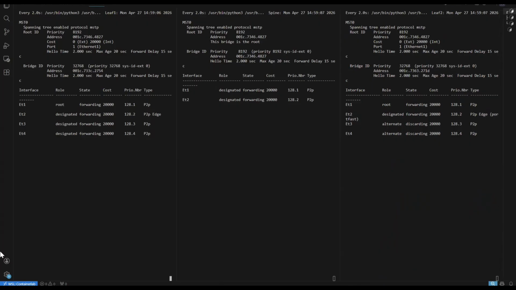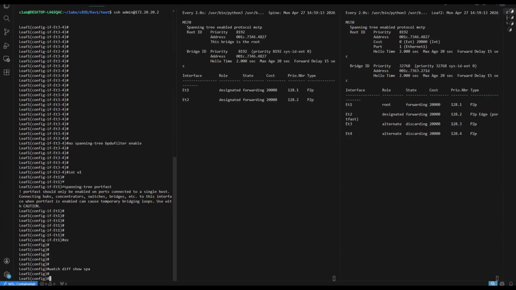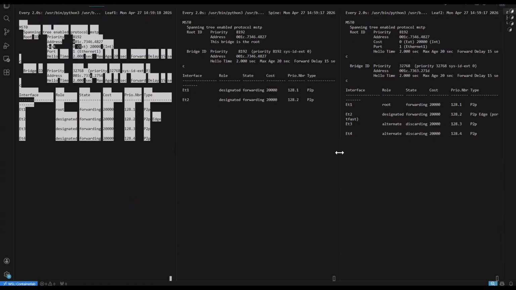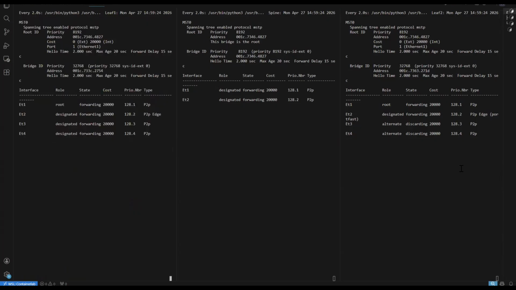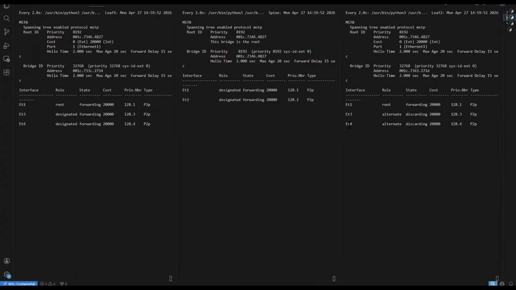Where is leaf 1? Did I configure ET1? Yes, yes, configured. Okay, spanning tree is converging. Right now what I'm going to do is go to the server. Config interface ET1/2, sorry, 1.2. So I'm going to shut this down. Let me go back to the topology again. Now you can see that ET2 is actually removed from spanning tree.